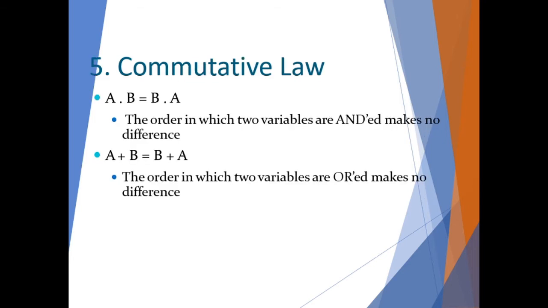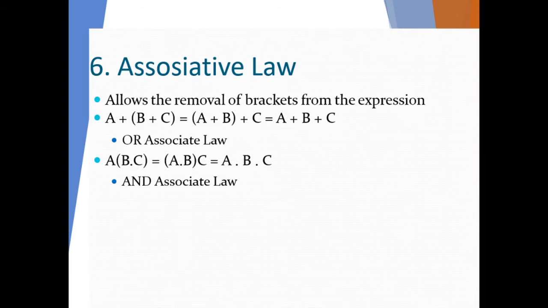The fifth law, commutative law. A dot B is equal to B dot A. The order in which two variables are ANDed makes no difference. A dot B is same as B dot A. Similarly, A plus B is equal to B plus A.